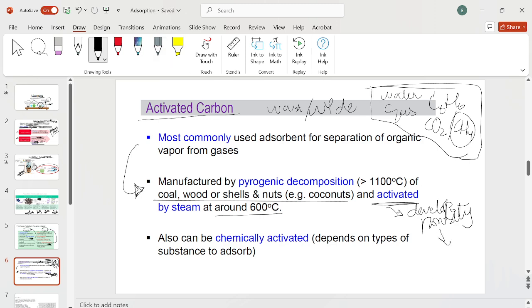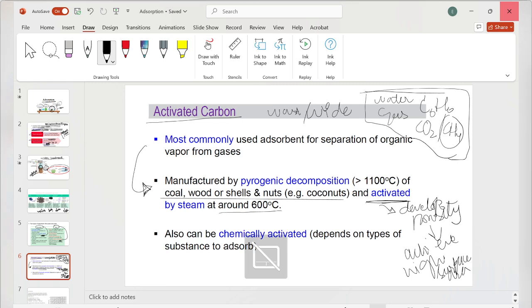We develop porosity to achieve high surface area. So we also have chemically activated carbon that can be used for many other applications. You will understand this process by applying a numerical problem.